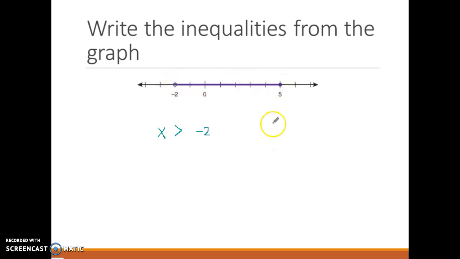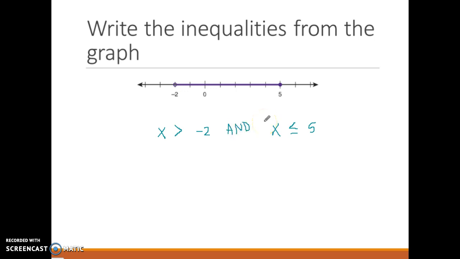Looking at my other one, I'm comparing x and 5. And this one, it has included 5 because it's a solid circle and it's shaded to the left. These numbers are smaller than 5. So x would also have to be less than or equal to 5. And this one uses "and."